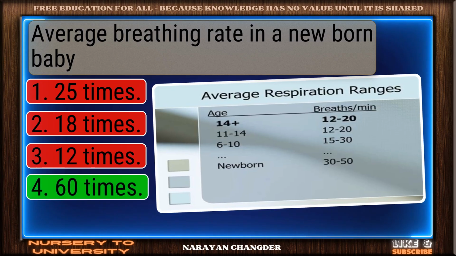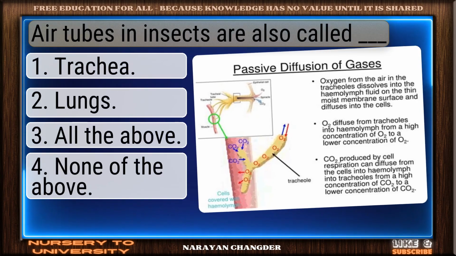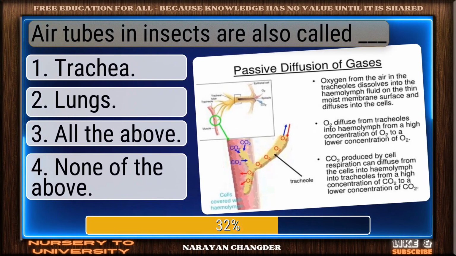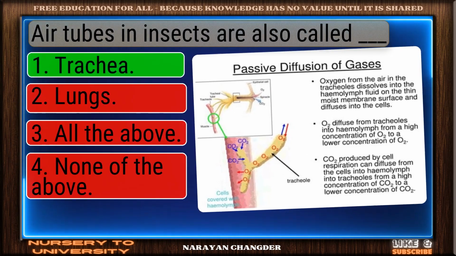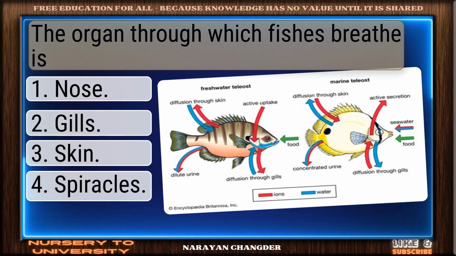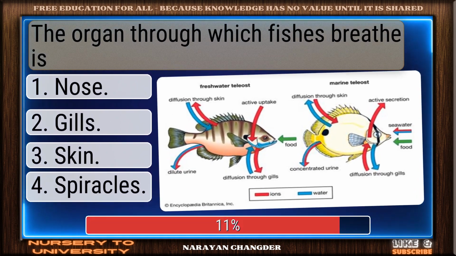Correct response. 60 times is the most accurate answer. Question number 111. Air tubes in insects are also called dash. Great job. Trachea is the accurate answer. Question number 112. The organ through which fishes breathe is?